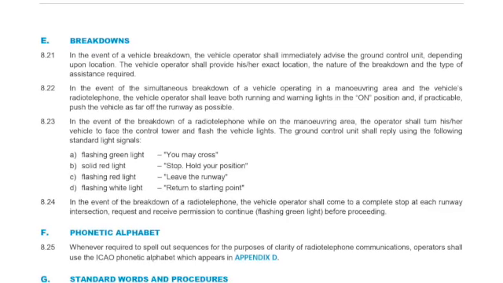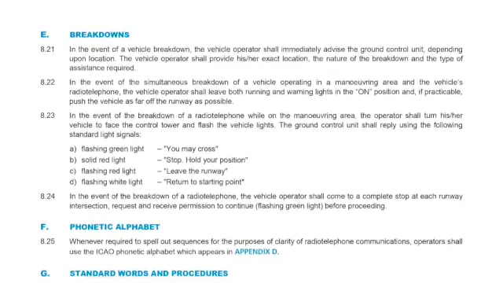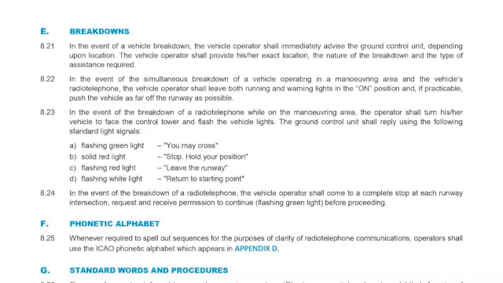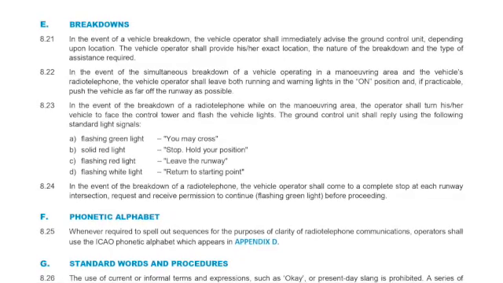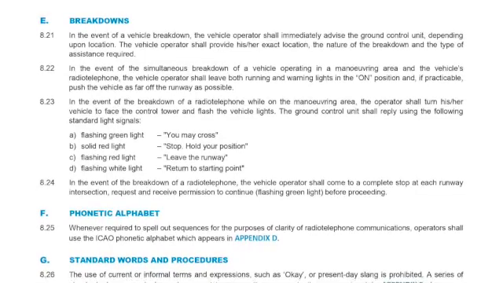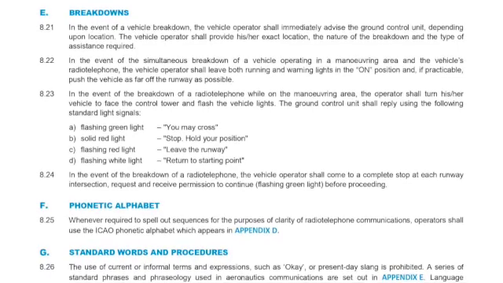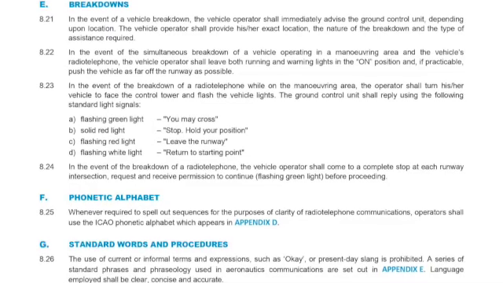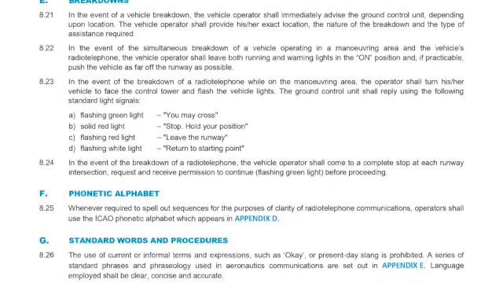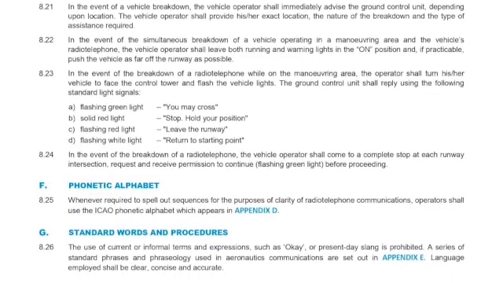23. In the event of the breakdown of a radio telephone while on the maneuvering area, the operator shall turn his/her vehicle to face the control tower and flash the vehicle lights. The ground control unit shall reply using the following standard light signals: A. Flashing green light, you may cross. B. Solid red light, stop. Hold your position. C. Flashing red light, leave the runway. D. Flashing white light, return to starting point.